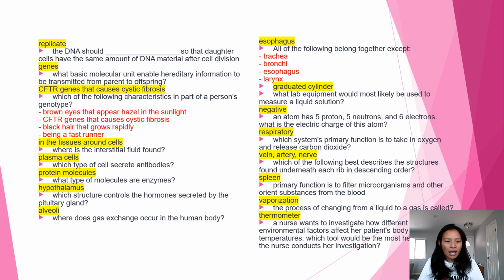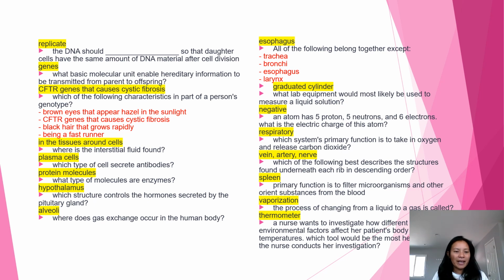Interstitial. Okay, which type of cell secretes antibodies? We have the plasma cell. That's why, like the pandemic that's going on this time, they're using the plasma therapy, something like that. So which type of cell secretes antibodies? That's the plasma cell. What type of molecules are enzymes? It's the protein molecules. So enzymes are protein molecules.